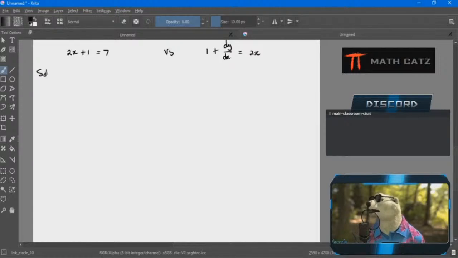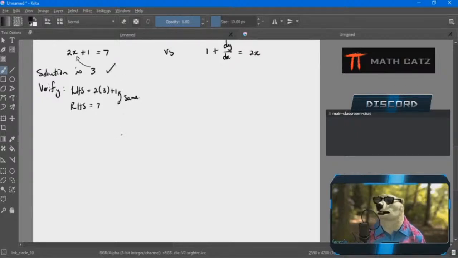The most important thing is to realize what a solution to this equation looks like. So if I take my 2x plus 1 equals 7 versus 1 plus dy dx equals 2x, those are both equations. One is let's call it a variable equation, a number equation, and the right one is a differential equation. If I say a solution to this equation is 3, what does that mean? How do I verify that that is, in fact, a solution? I'm going to calculate the left-hand side by plugging it in to x. And I'll get 2 times 3 plus 1. And then I'm going to evaluate the right-hand side. And if these two are the same, then yes, it is a solution.